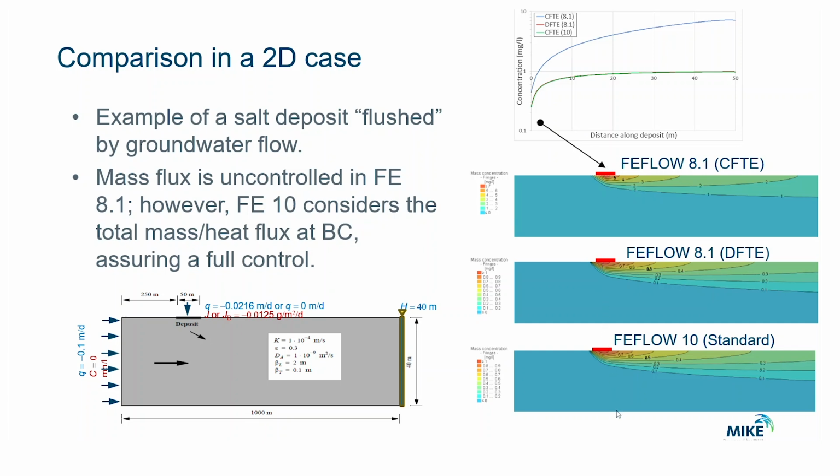Mass and heat boundary conditions of the second, third, and fourth kind now allow total flux to be prescribed by default. This implementation provides significantly more flexibility in controlling mass and heat fluxes, particularly for injection boundary conditions in projects like deep geothermal systems or return flow from direct lithium extraction.